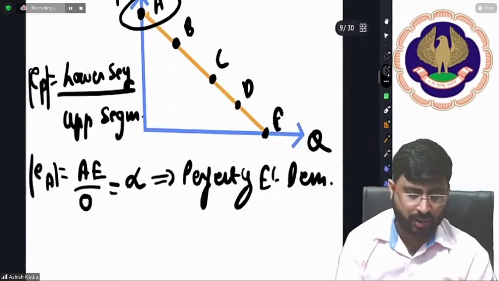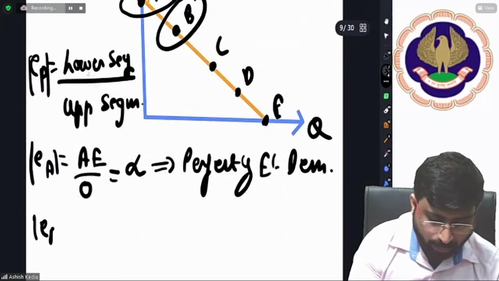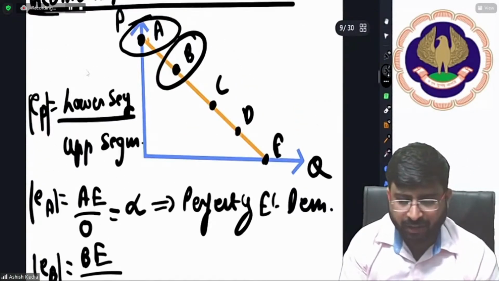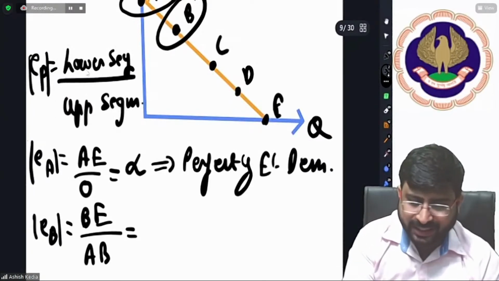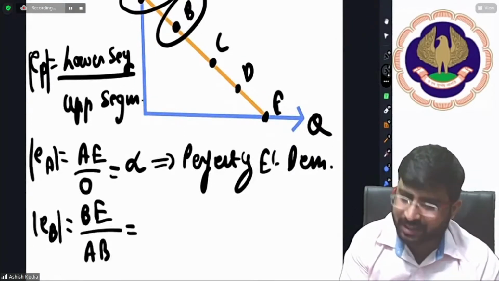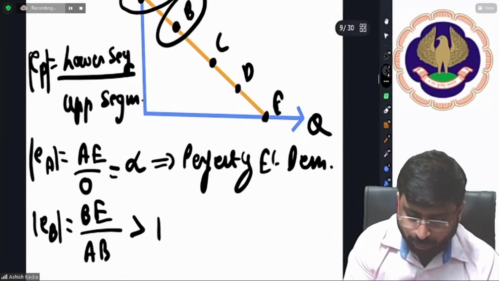Okay, got it, sir. What if we talk about point B then? My dear friends, if we talk about point B, you look from B to E, BE, and above B, it is AB. So you will already know that below B, it is greater. So the numerator is greater here, so the value will definitely be greater than 1.